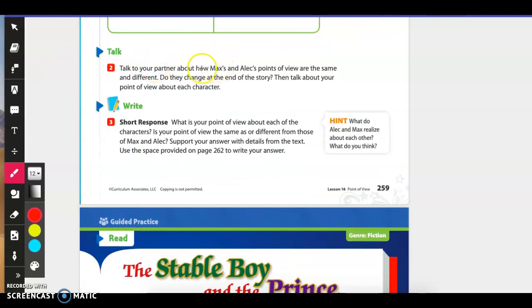Then it says to talk to your partner about how Max and Alec's point of view are the same and different. Do their points of view change at the end of the story? And then talk about your point of view of each character, which would be Max and Alec. Now you're going to do the short answer portion. I'll do that with you. What is your point of view about each character? Is your point of view the same or different from those of Max and Alec?